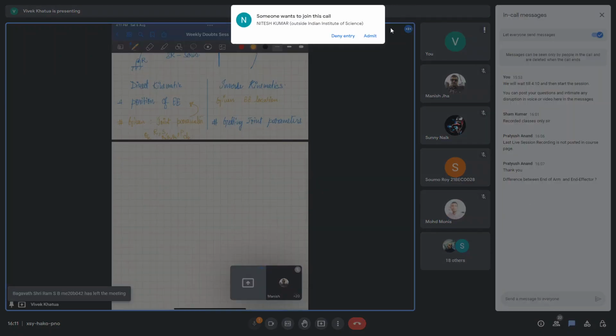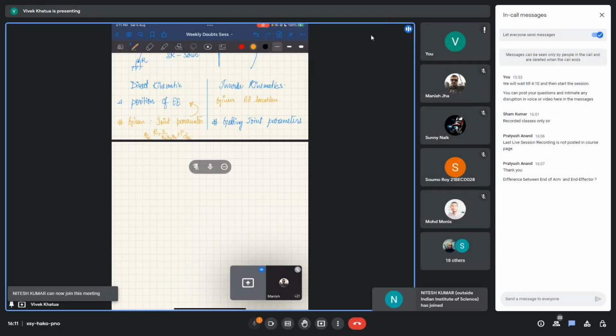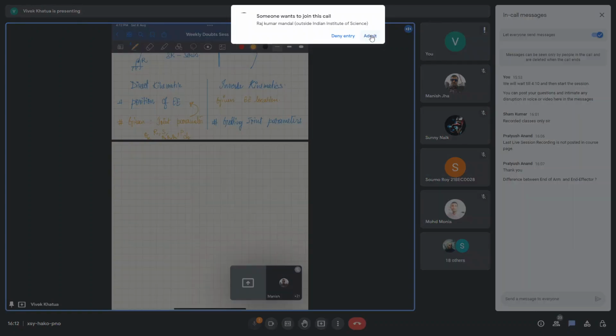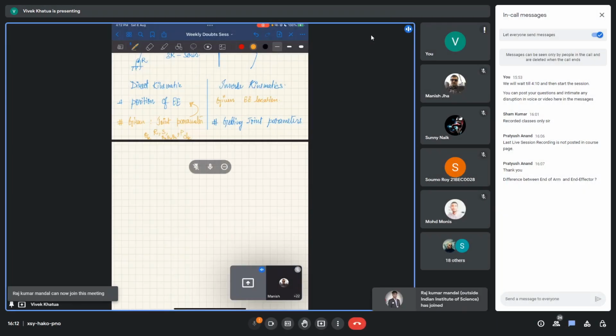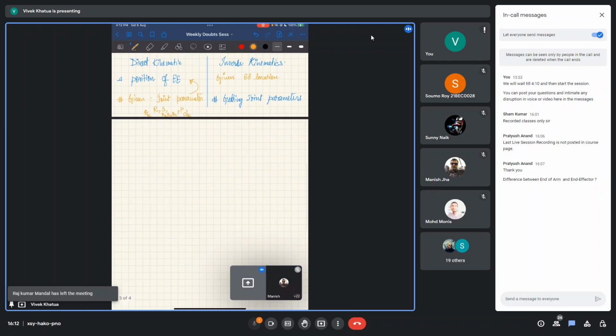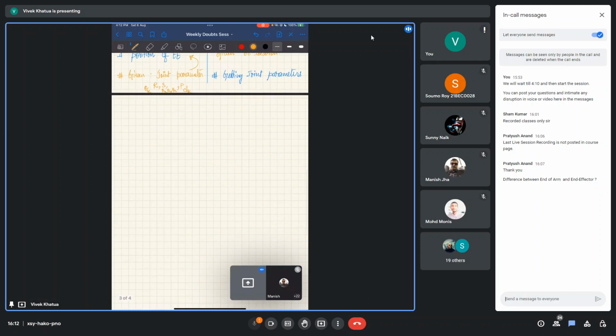So the difference is that the end of arm is, let's take a robot that is 6 DOF. It means it has 6 degrees of freedom, and all those 6 degrees of freedom are coming from the arm only, all the links that it has. So that is where you can say end of arm is the end of the robot. At the end of the arm, you can put an end effector. If you don't have anything, that also serves as your end effector.